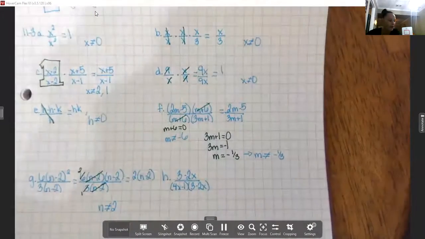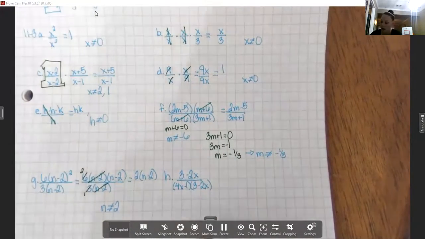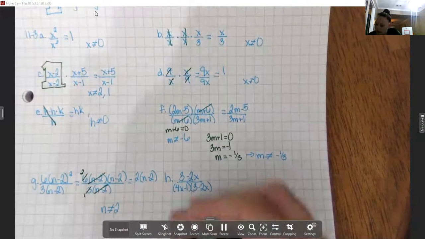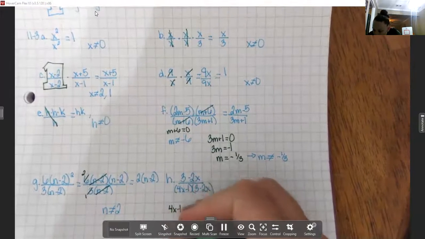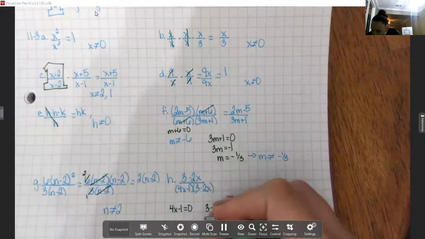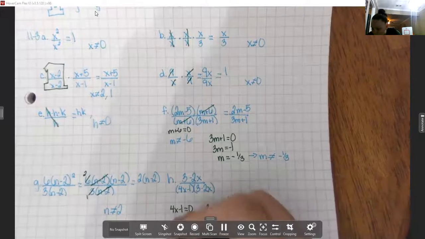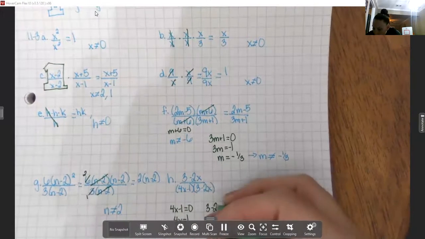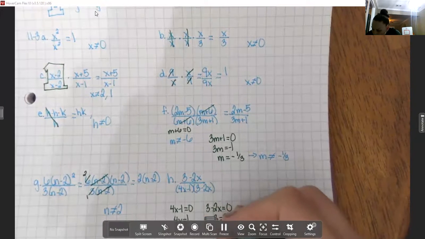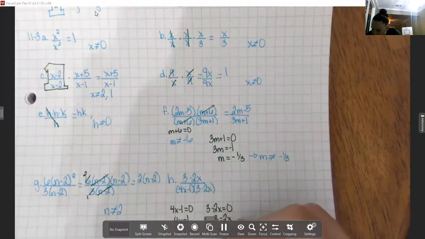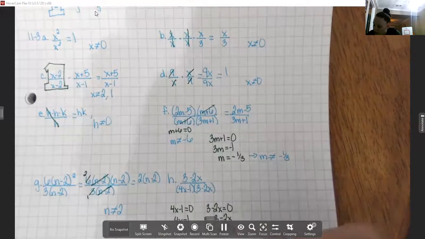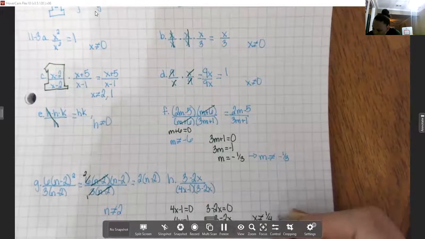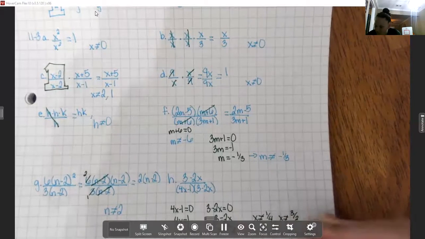So same thing, part H. Again, we can find our excluded values first if we want, before we even simplify. You just set each part of your denominator equal to 0 and solve. So 4x equals 1, x equals 1/4. 3 equals 2x, or x equals 3/2. So in this problem, x can't be 1/4 and x can't be 3/2.